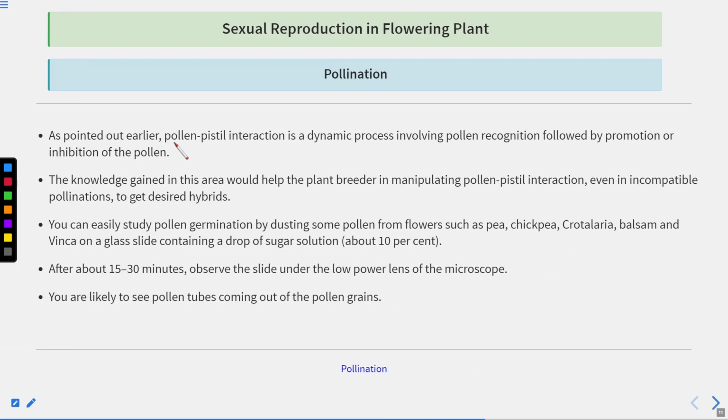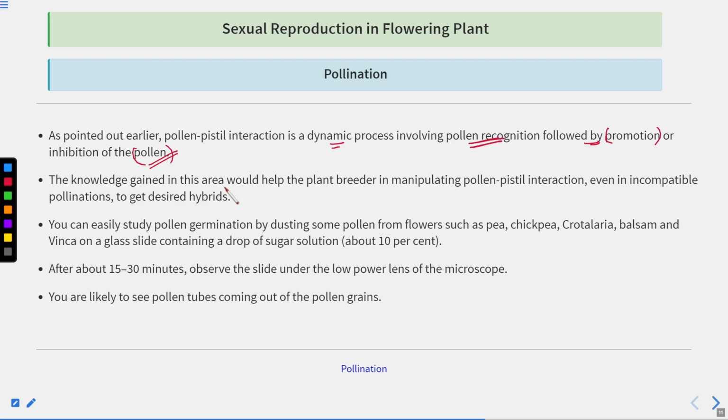Now, as pointed out earlier, pollen-pistil interaction is a dynamic process involving pollen recognition. So first of all, what was the first step? Pollen recognition by the receptors present on the stigma, followed by promotion or inhibition of the pollen. Means, if the pollen is compatible, or if the pollen is recognized by the receptors, then the pollen will germinate. Otherwise, the pollen growth will be inhibited. Either the pollen won't germinate or the pollen tube growth will be blocked in the style.